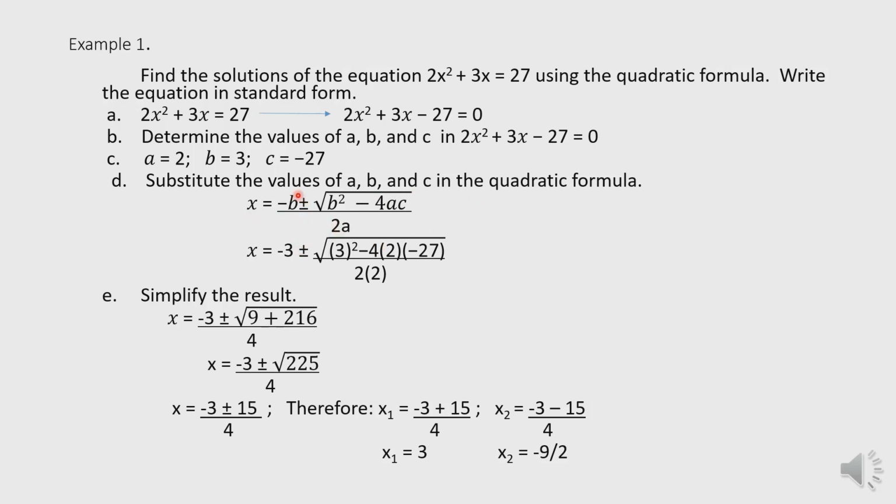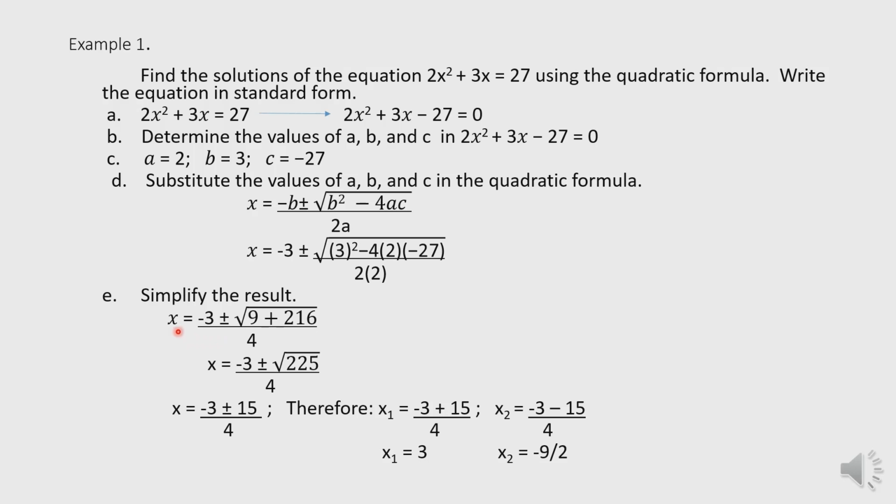From here, since our b is 3 and the formula is negative b, then we substitute it here. Then plus and minus the square root of b, which is 3, and then square it. Then minus 4 times 2 times negative 27, all over 2a. A here is 2. Then simplify.